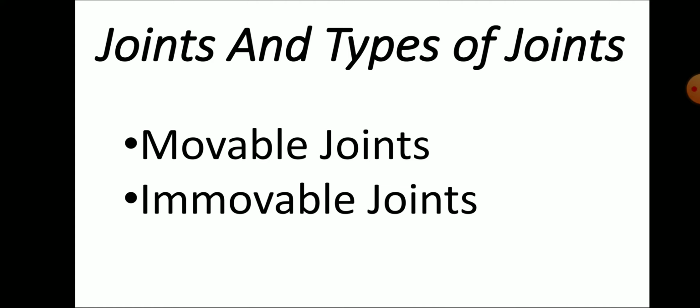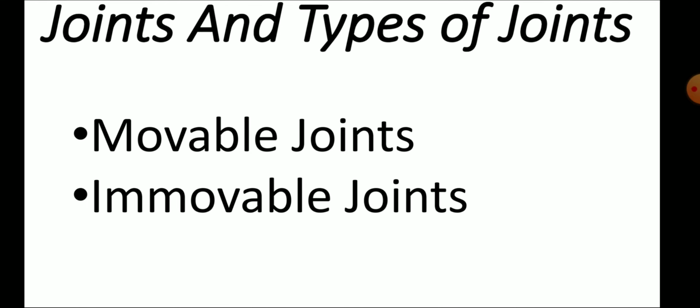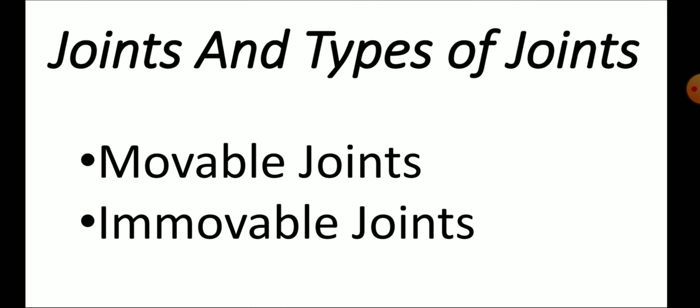Since the bones of the skull are fixed, the joints between them are immovable. So in the skull, the bones are fixed. That's why they cannot move, but they are joints only. Joints in other parts of our body are movable and are of four types.